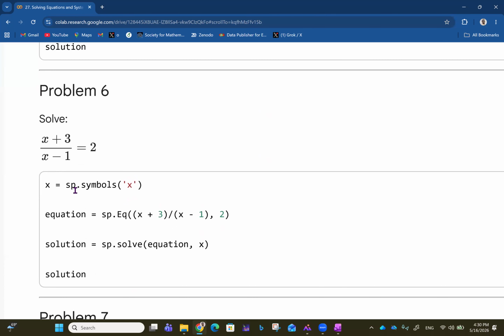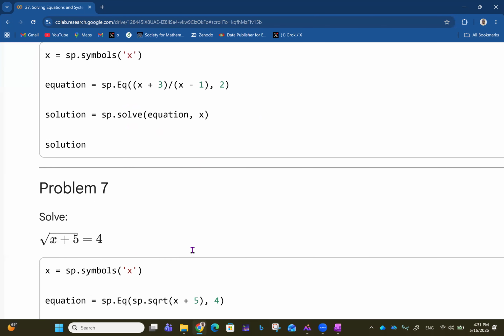So of course, this is a rational equation. So multiply through by x minus 1, and you get your result. But this is the setup. Just copy and paste it and you get your results.